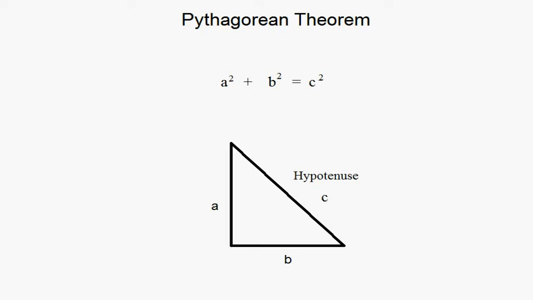Pythagorean Theorem. The Pythagorean Theorem is a formula used to find the missing lengths of a right triangle. Here is the formula for the Pythagorean Theorem. A squared plus b squared equals c squared. A right triangle has three sides: the hypotenuse, leg A, and leg B.